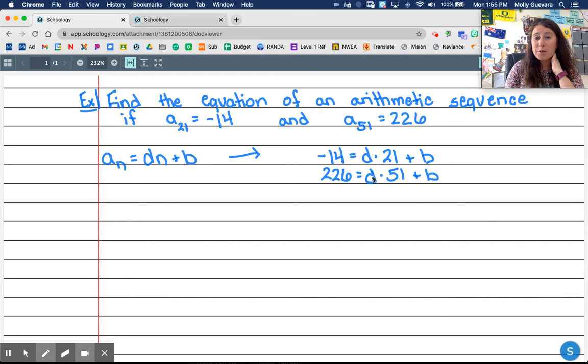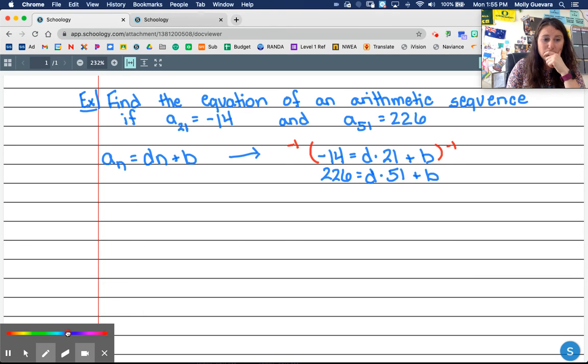If I add these two equations together at this moment, nothing will cancel. But if I multiply this whole top equation by negative 1, then down here I get 14 equals d times negative 21 minus b.